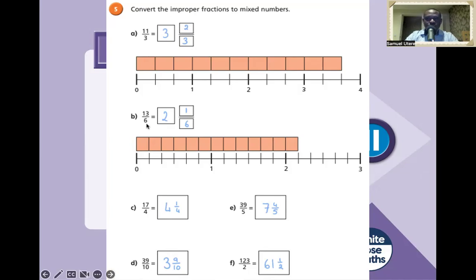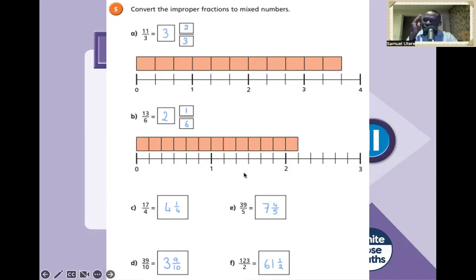All right. Here, the way to think about it is to say, okay, how many 6s will give me a whole? If I have 13 sixths, 1 6, 1 6, 1 6, how many 6s will give me a whole? You say, well, I need groups of 6. 1 6, 1 6 into 6, 1 6, 1 6 into another 6. So I've used up 12, right? So you say, oh, okay, so that's 2 wholes. I'm left with 1 6. So that will be 2 1/6.